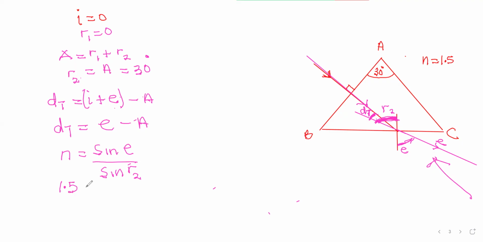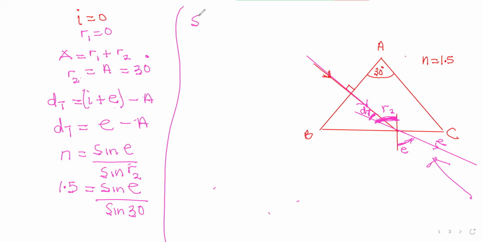1.5 is equal to sine E. E is what we are looking for. R2 is 30, so sine of 30 degrees. Please multiply 1.5 by sine 30 and then give me the value for sine E. So 1.5 by sine 30. Sine 30 is 0.5.